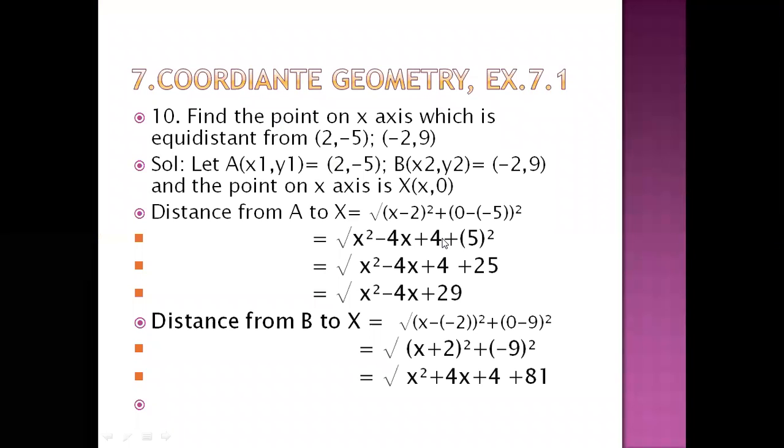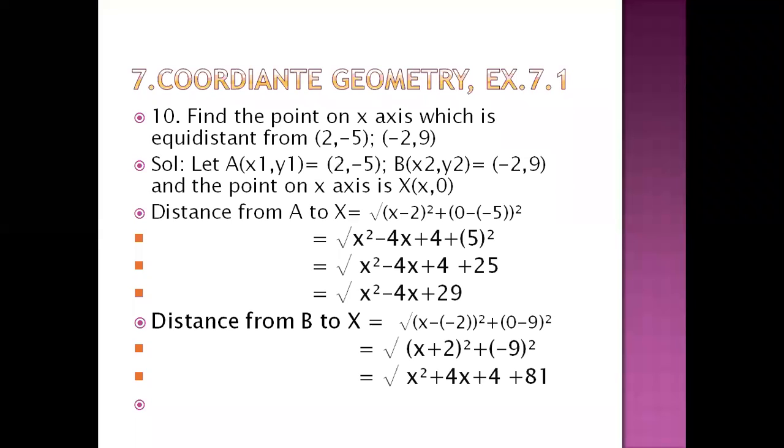Find the point on x-axis which is equidistant from (2, -5) and (-2, 9). So let us assume that the first point A (x1, y1) is equal to (2, -5) and the second point B (x2, y2) is equal to (-2, 9). And the point on x-axis, you know that when the point is on x-axis then the y coordinate will be 0. So let us assume that the point is (x, 0).